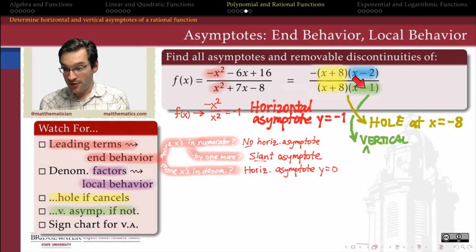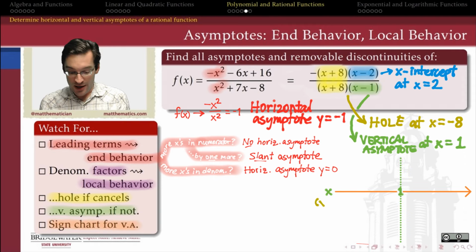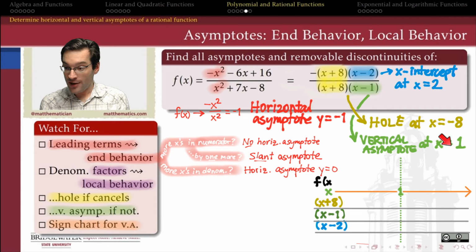Those denominator factors that do not completely cancel give me vertical asymptotes. In this example, x equals 1 gives me a vertical asymptote. This x equals 2 factor from my numerator tells me that there's an x-intercept at x equals 2. Finally, if I want to know what the local behavior near this vertical asymptote is, I'll set up a sign chart, taking all of my factors and just figuring out what's changing sign at x equals 1, and how.